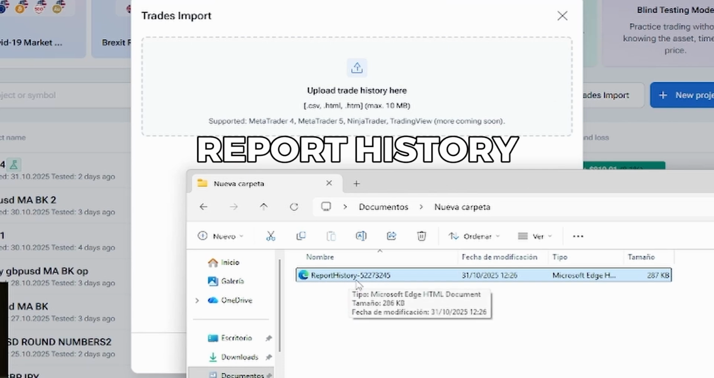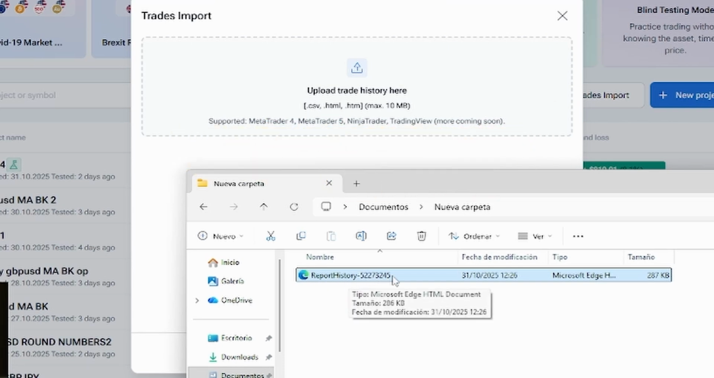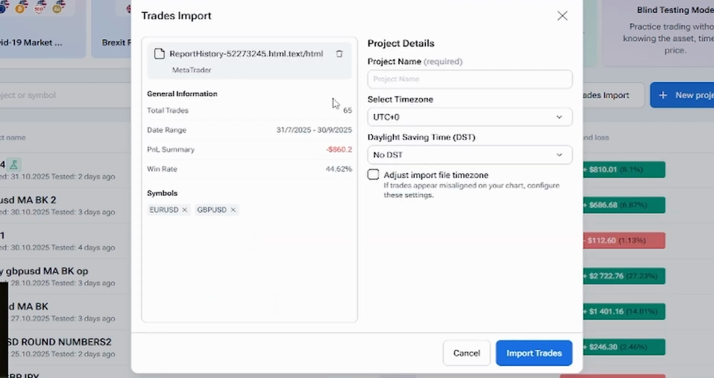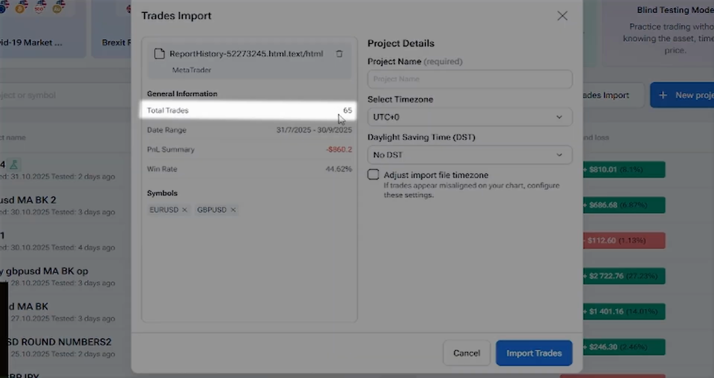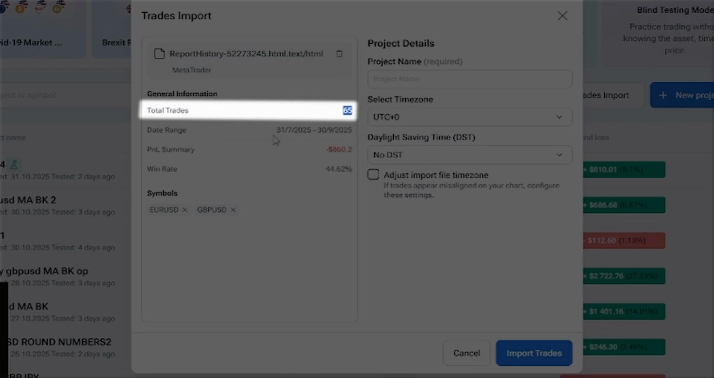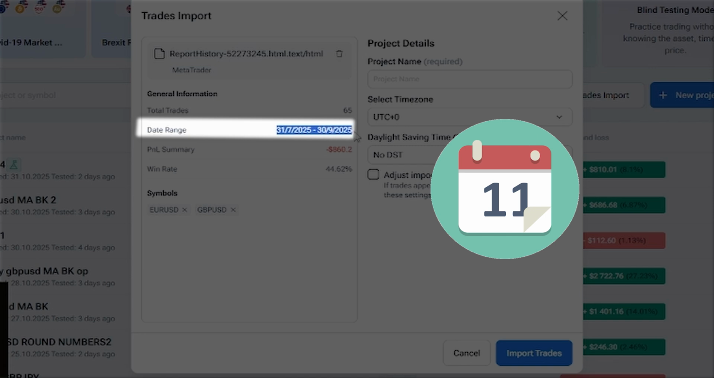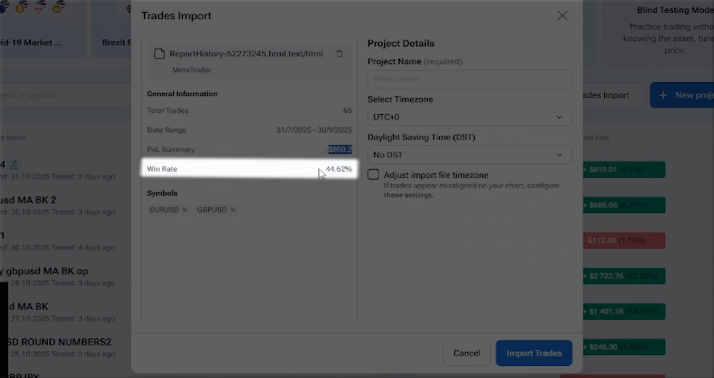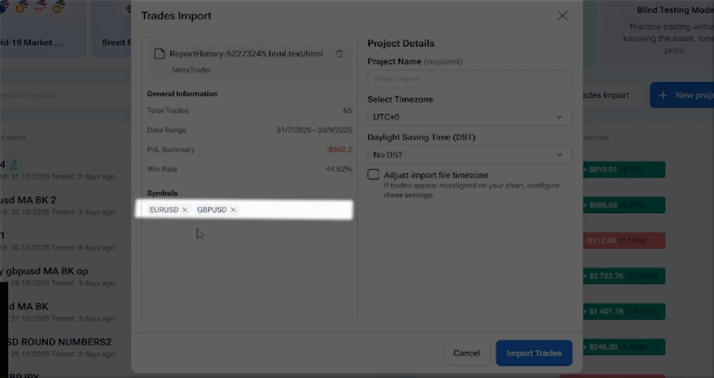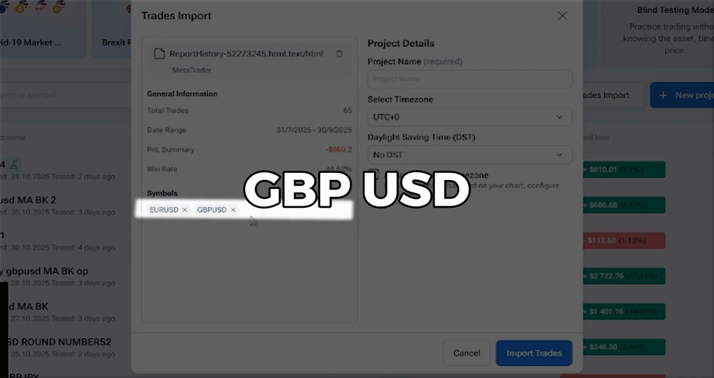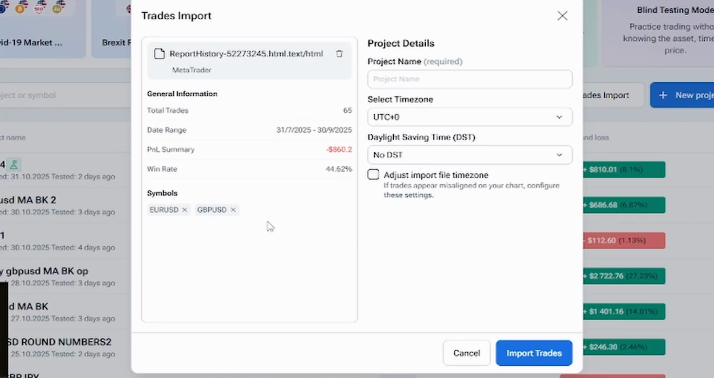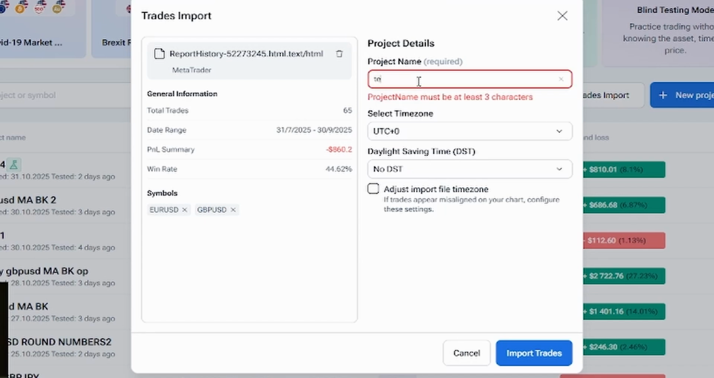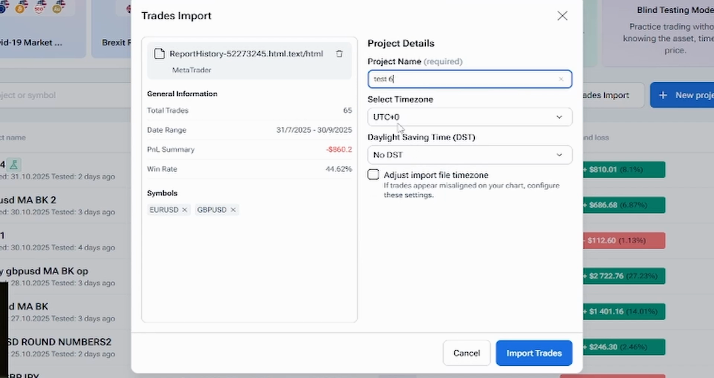Okay, when you download it from MT5 it looks like this, and you just basically bring it up to here, and there you'll see that we had a total of 65 trades with a date range of more or less 2 months, with a negative P&L and a win rate of 44%. I used the EUR/USD and the GBP/USD, and now we just need to put a name, so we can call it test 6, and our time zone.